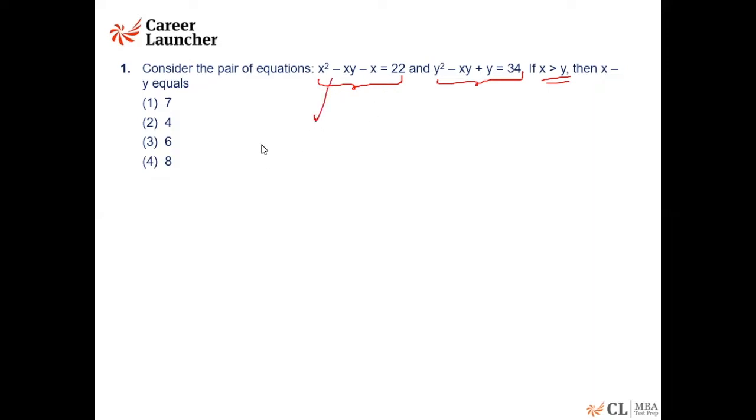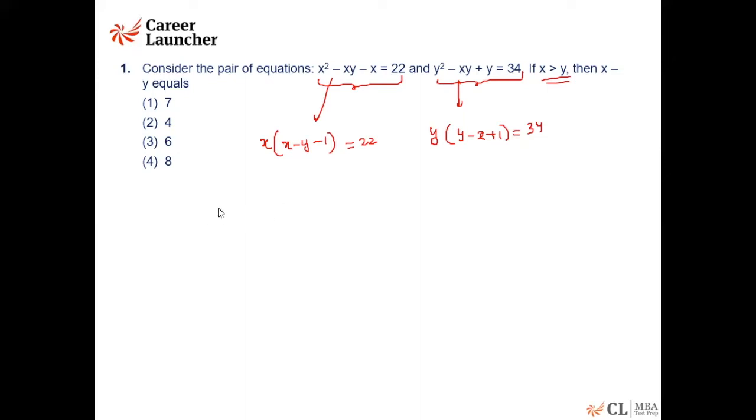So one way is to write this and say that if I take x common, I'll get x into (x minus y minus 1) equal to 22. You take y common here, you will find that it is equal to y into (y minus x plus 1) equal to 34. Now you subtract these two.